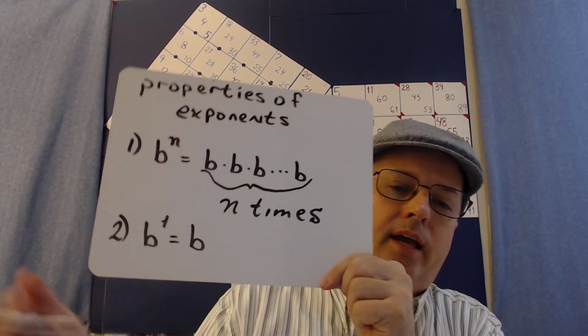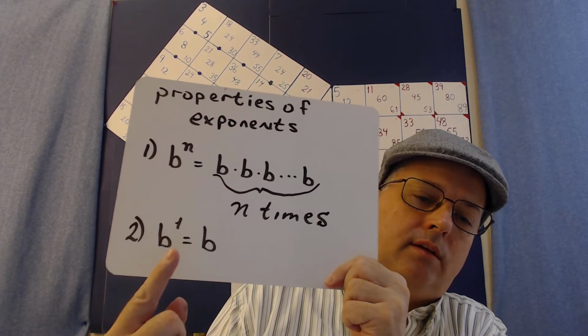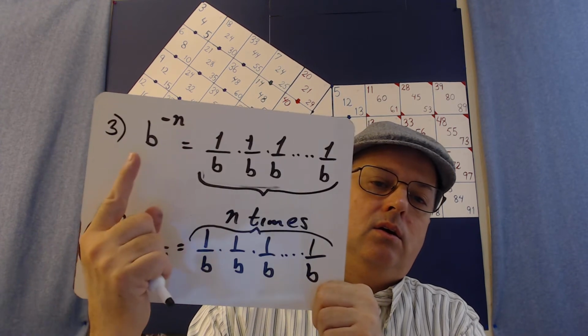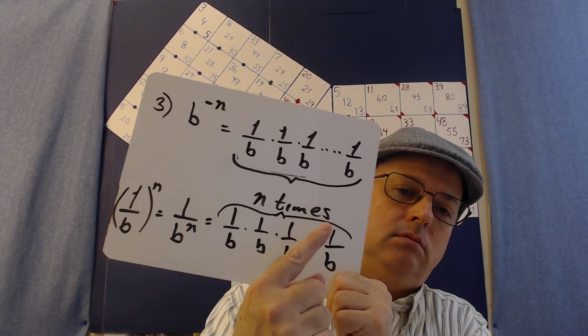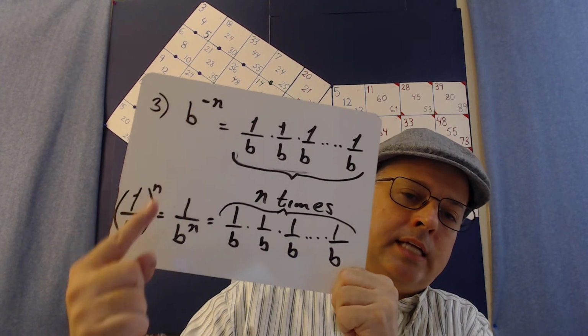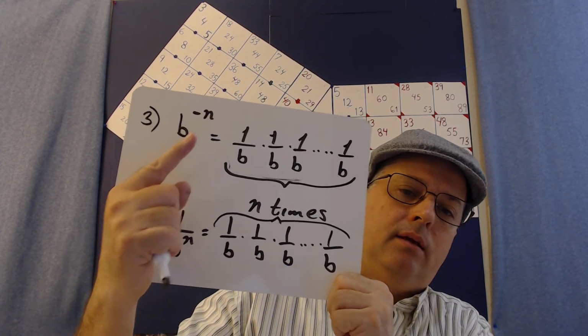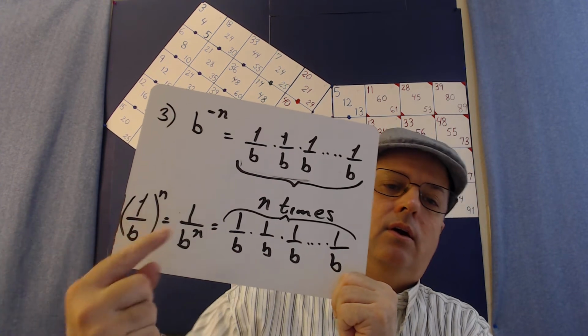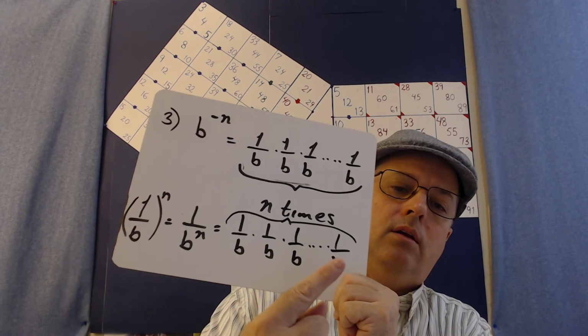So we have b to the n means multiply b times itself n times. And this b to the first is just b. And then when we have b to the negative n, that means to divide by b n times. And so the negative is actually making this 1 over b. That's the inverse of b. Inverse means to flip it. Instead of b over 1, we made 1 over b.